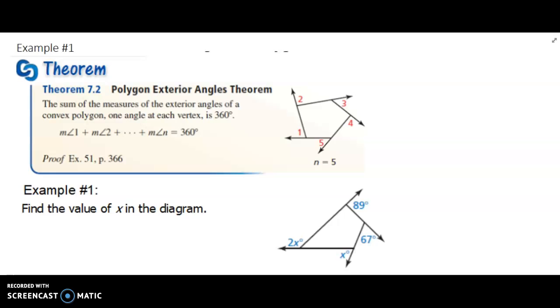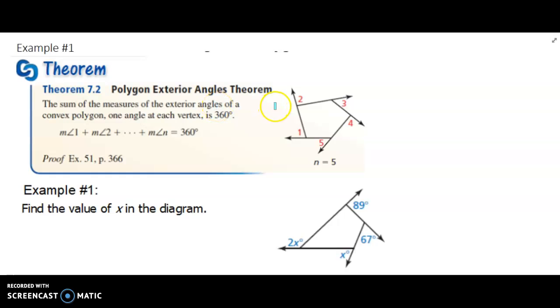Alright guys, this is the second video of section 7.1, and this one's quite a bit easier and quite a bit shorter. So before we talked about the interior angles of polygons, now we're going to talk about the exterior angles of polygons.